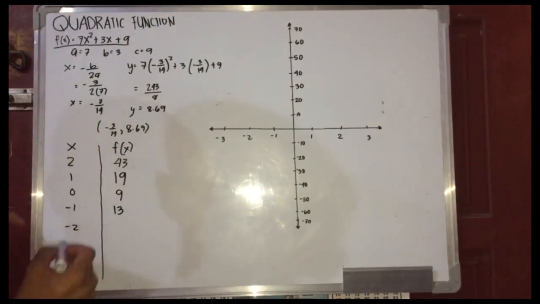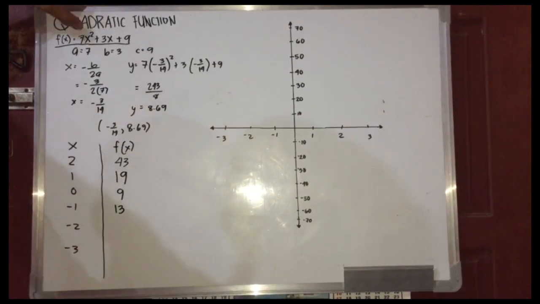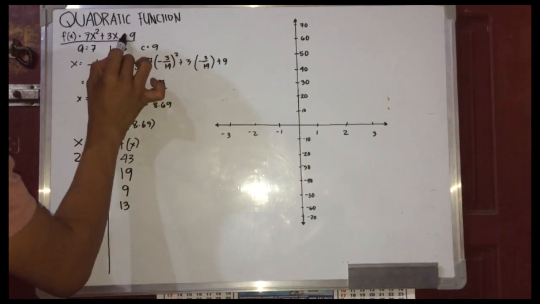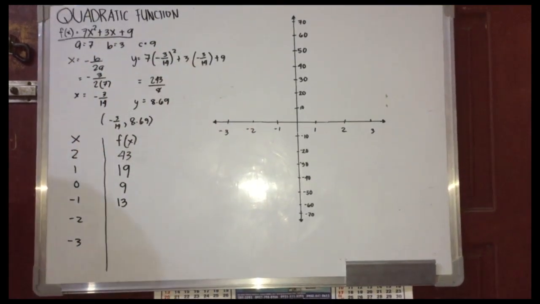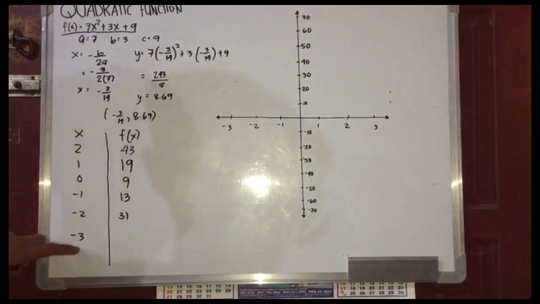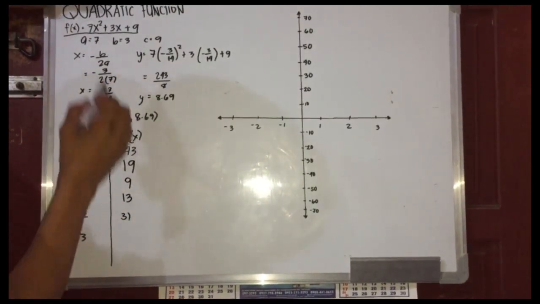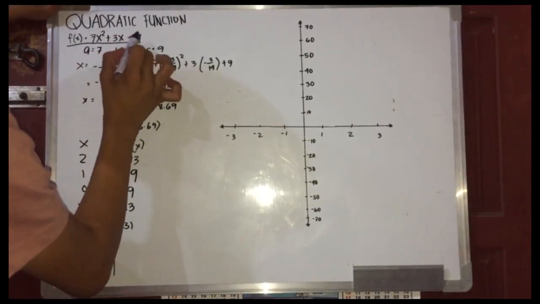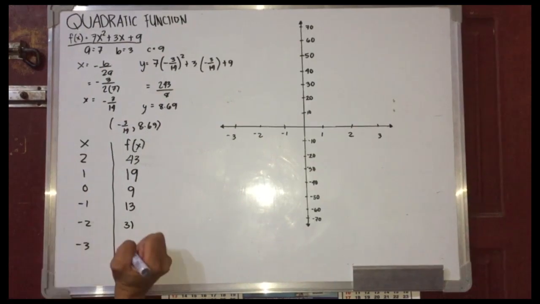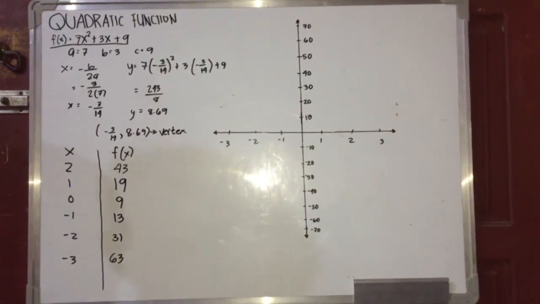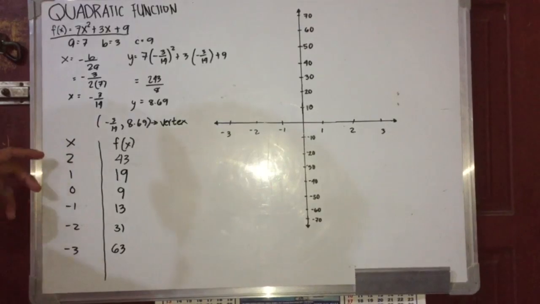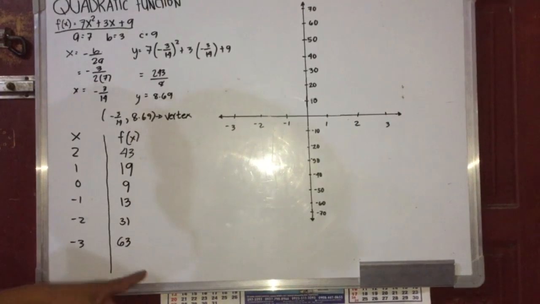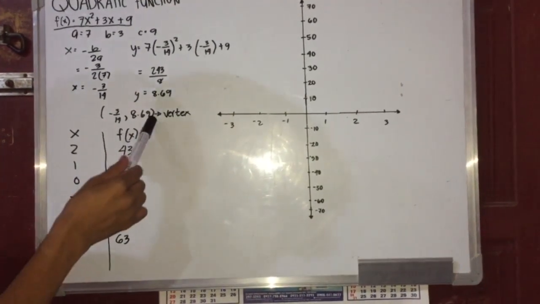Then substitute negative 2 again. So 7 times negative 2 squared plus 3 times negative 2 plus 9 is equal to 31. Then lastly, negative 3. So 7 times negative 3 squared plus 3 times negative 3 plus 9 is equals to 63. So here it is, we completed our x values with our y values, and also we already get our vertex.